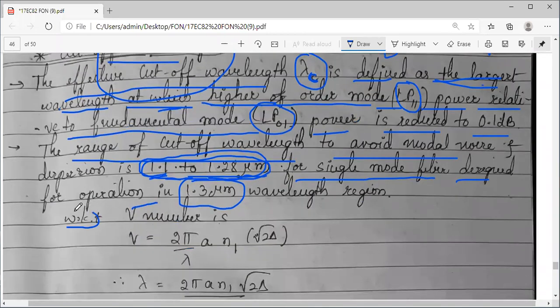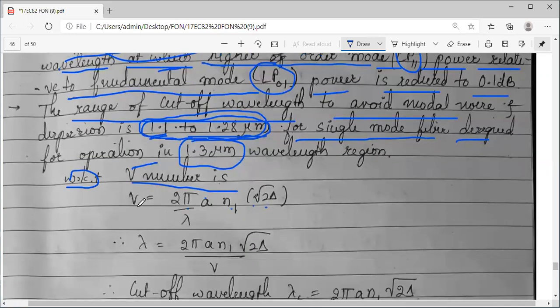Now we have already seen what is a V number. V number is actually your normalized frequency. So V is given by 2 pi by lambda into a, n1 root 2 delta. We have even solved a few problems based on this formula. In this, let me just take the equation for lambda from this, exchange these two. So lambda will be equal to 2 pi a n1 root 2 delta divided by V, where n1 is the refractive index of the core, a is the radius of the core, delta is the relative refractive index difference, V is the normalized frequency or V number in general.